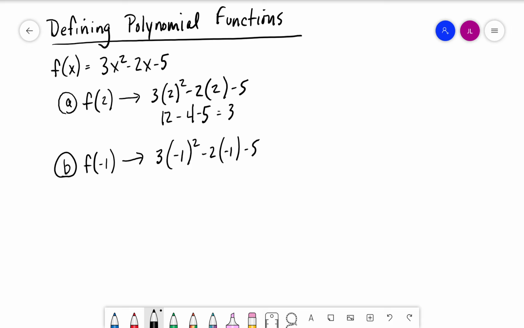Negative 1 squared is 1. 3 times 1 is 3. Negative 2 multiplied by negative 1 is positive 2. So we have 3 plus 2, and then minus 5, which is 0. So when we see f of negative 1 put in, we get a 0 out. So this is what we're doing when we're looking at polynomial functions. Now, how does this relate to the real world?